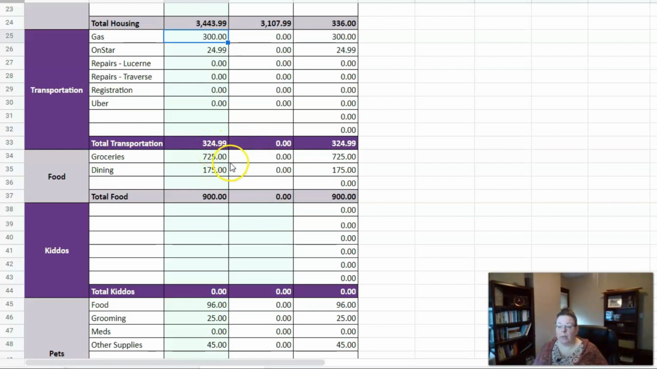For food, we plan on $725 and $175 for dining. And that brings a total of $900. And for those of you who might be new, we have a family of 3 living here full time, and that is me, my husband, Matt, and our 20-year-old son, Henry.